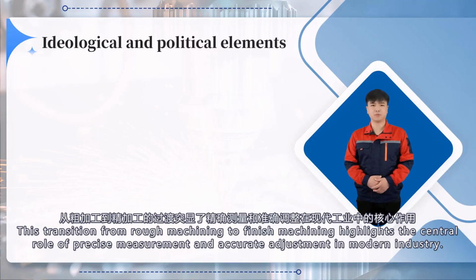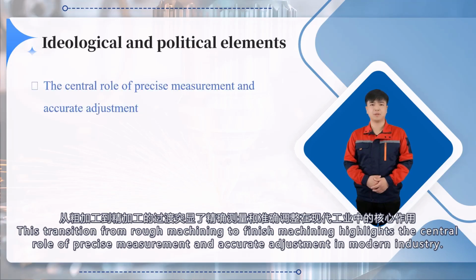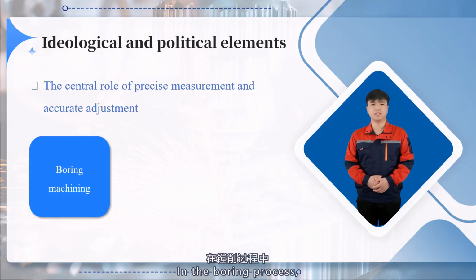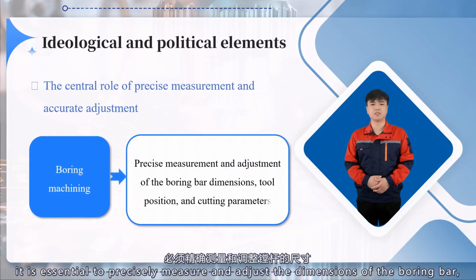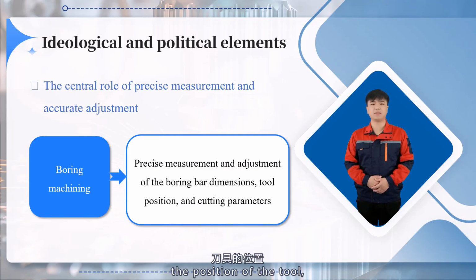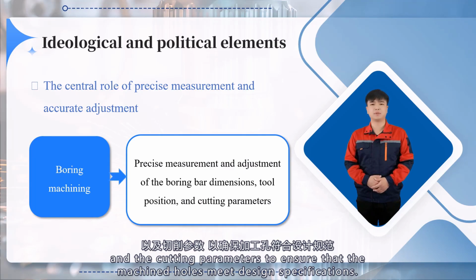This transition from rough machining to finished machining highlights the central role of precise measurement and accurate adjustment in modern industry. In the boring process, it is essential to precisely measure and adjust the dimensions of the boring bar, the position of the tool, and the cutting parameters to ensure that the machined holes meet design specifications.